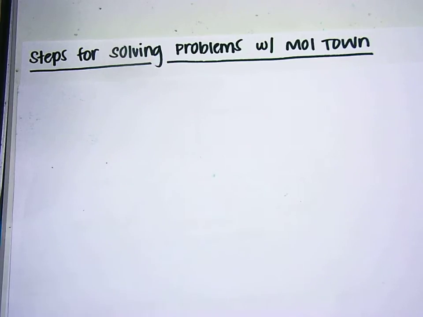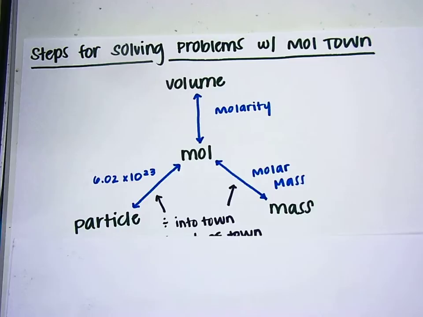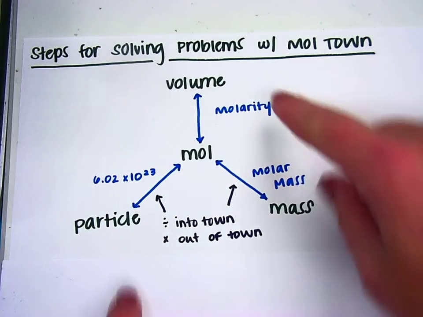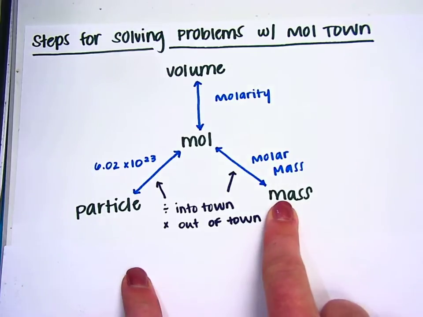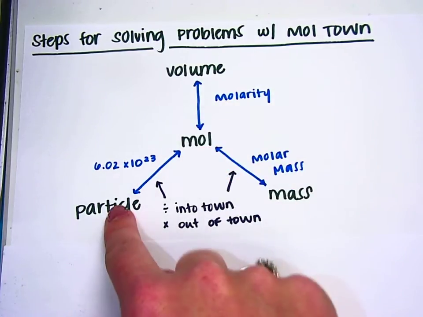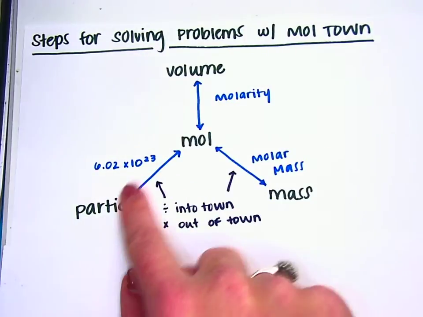The next topic is steps for solving problems using Mole Town and just mole conversions in general. If you don't know what Mole Town is, Mole Town looks like this. We have Volume Village, Mole Town, Particle Plaza, and Mass Mall. Each one of these is a place that you can go to, and these blue arrows in the middle are conversions. So you can go either direction.